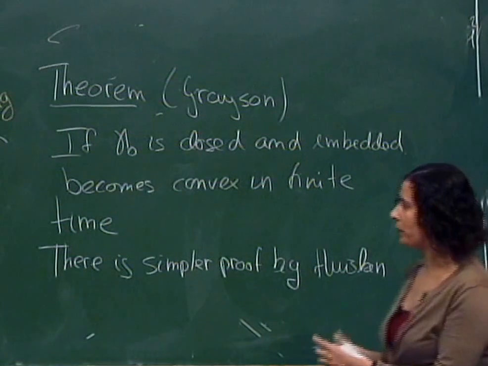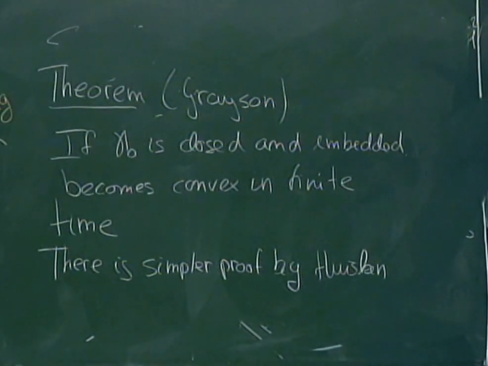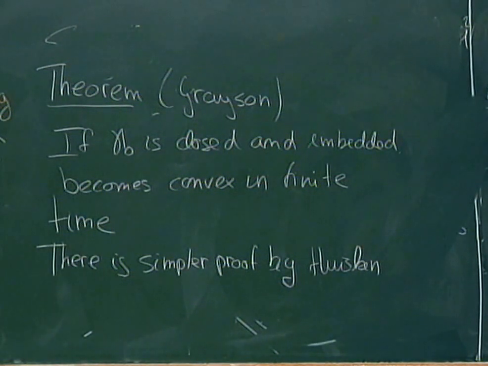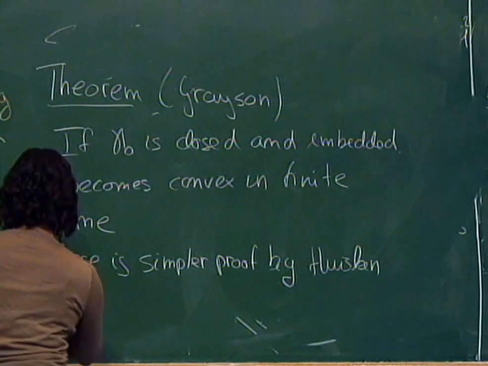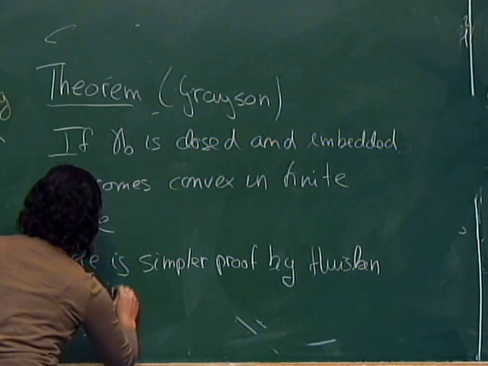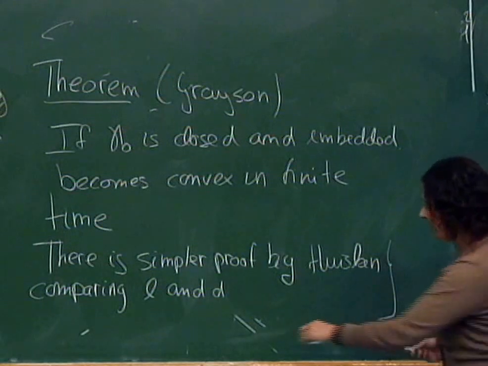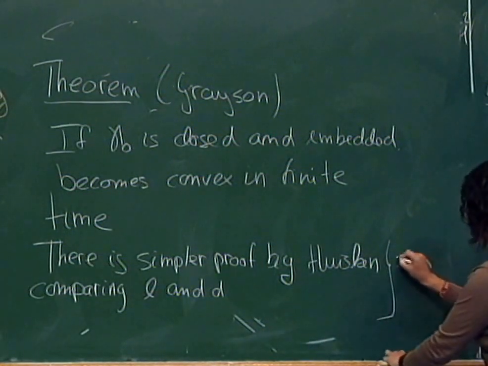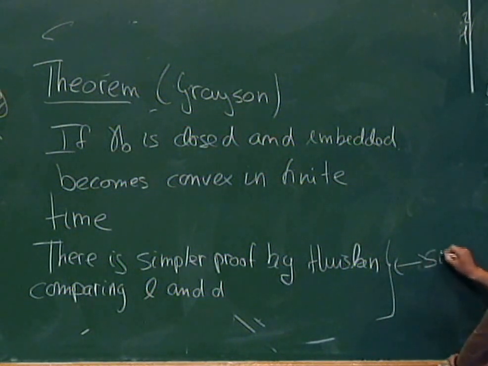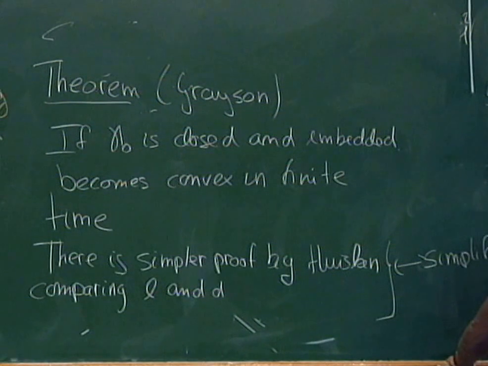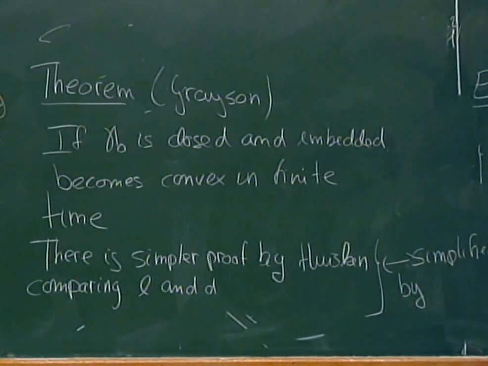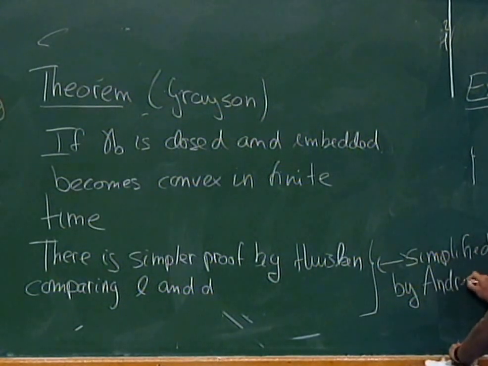What he does is that he compares what is called the intrinsic distance, so L, with the extrinsic distance, so with D. So he compares L and D. This is very vague, but comparing L and D. And then the proof of Huisken was simplified, or at least made shorter, by Andrews and Bryan recently, maybe 5 years ago.